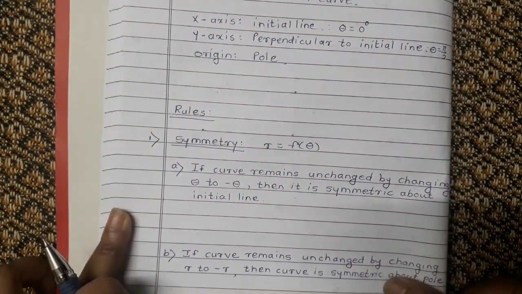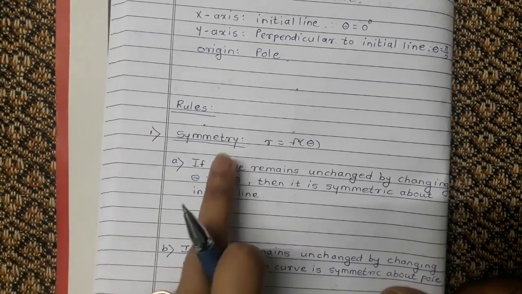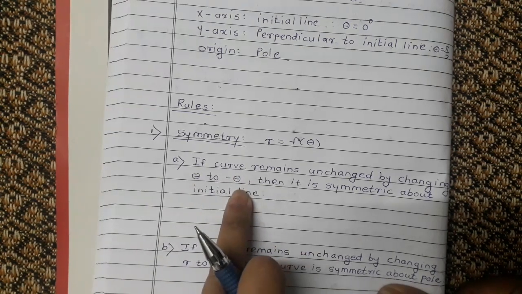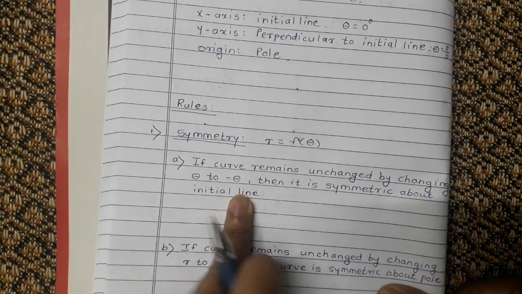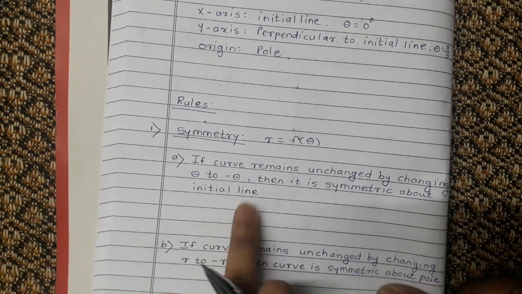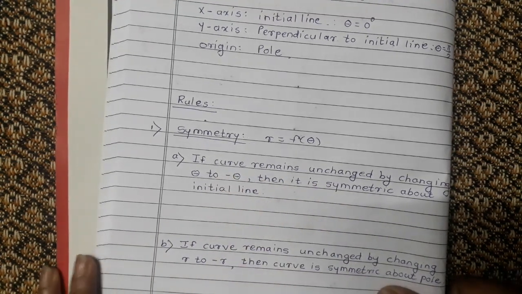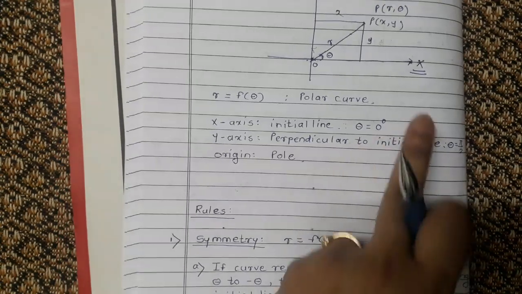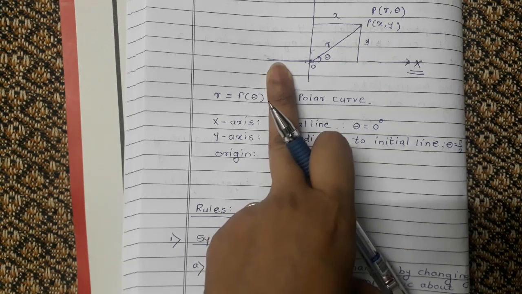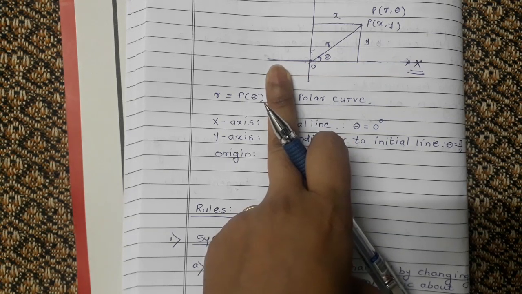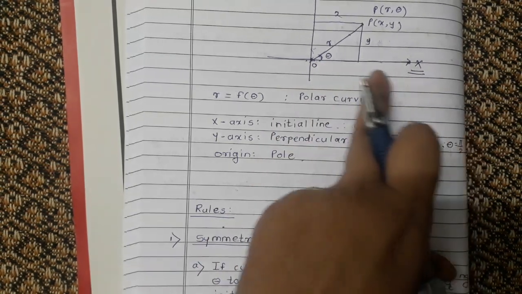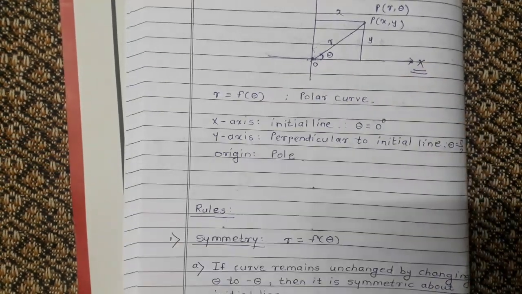Then how to check the symmetry? The first rule in symmetry is: when we change theta to minus theta in the given curve and the curve still remains the same, then that curve is symmetric about the initial line. Initial line meaning the x-axis here. So if we change theta to minus theta in the given curve and the curve remains unchanged, then it will be symmetric about this initial line, right?